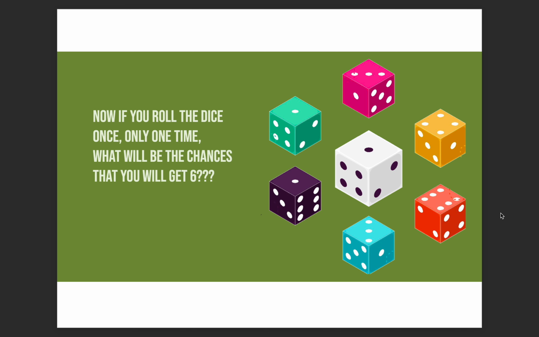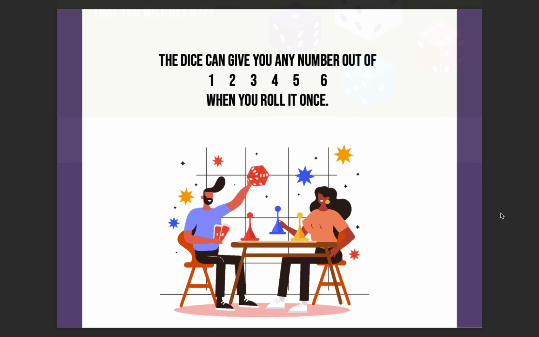Now, if you roll the dice only once, what is the chance that you will get 6? Just think about how you will get 6. There is no trick, you just roll the dice and get a number. So now we will calculate using mathematical expressions how you can get 6.